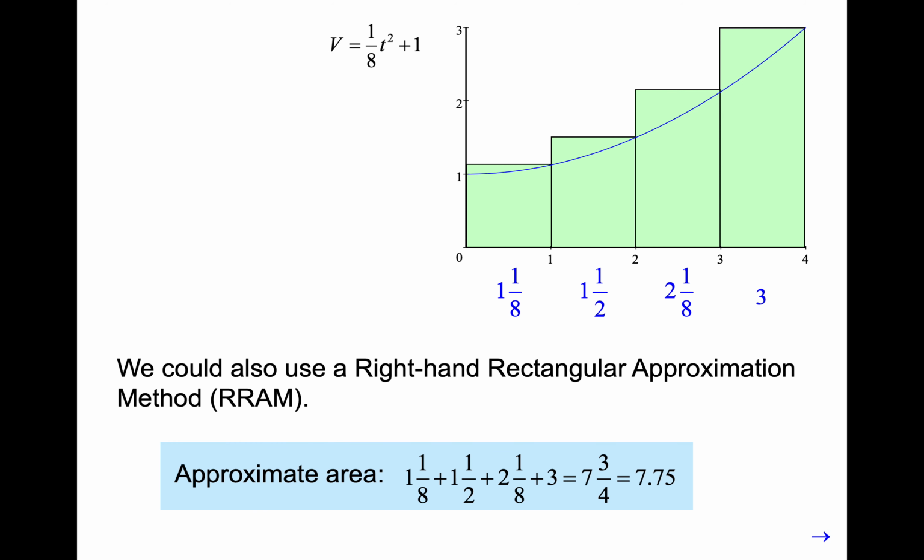Now this clearly is going to be an overestimate, because all of the rectangles go above the curve. We're trying to approximate the area under the curve. So this one clearly would be an overestimate.